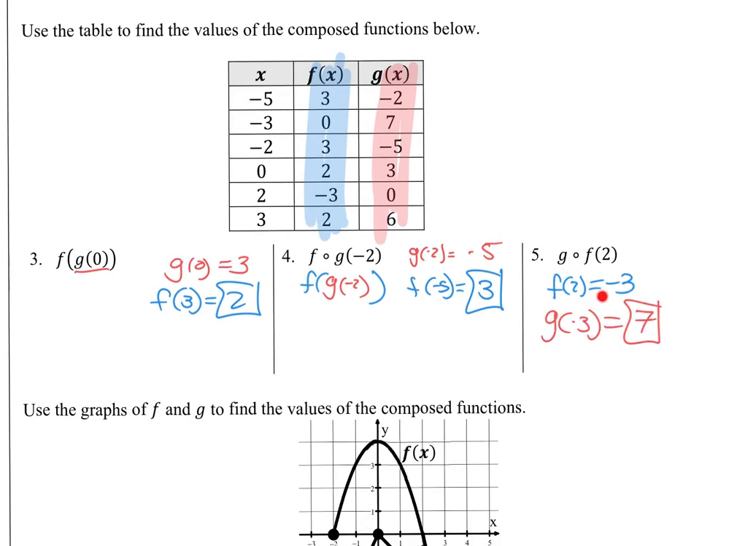Okay, so you should find f of 2 first. You're going to find that f of positive 2 is -3. Then you take -3, plug it into g. When you plug a -3 into g, you get a 7. So your answer here should be 7.